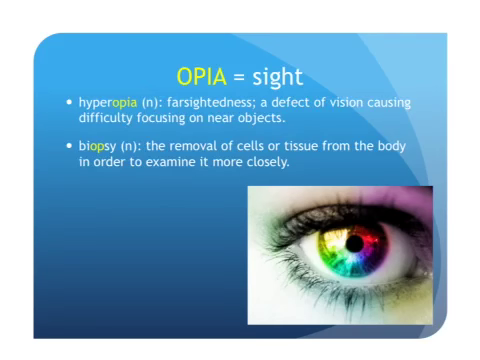Some examples for opia include hyperopia and biopsy. Hyperopia is farsightedness, when you have difficulty focusing on objects near you, and biopsy is removing cells or tissue from the body in order to examine them more closely, using the eye.